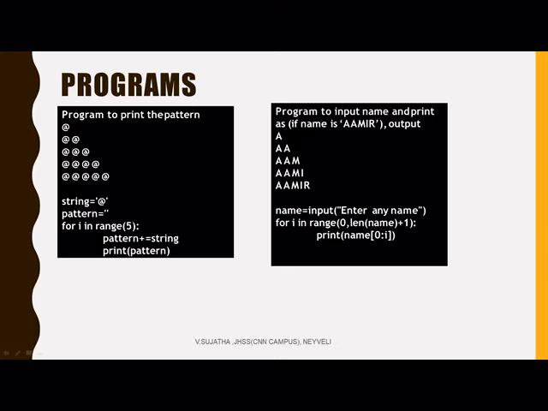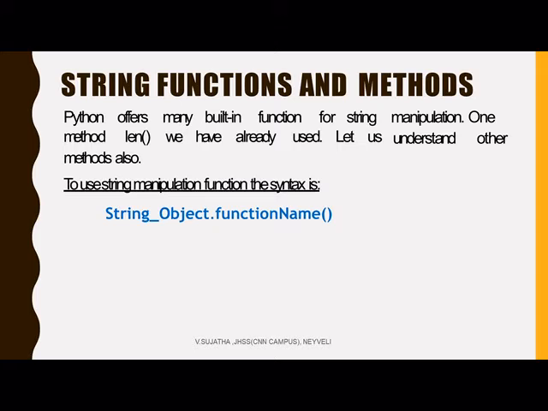Clear? Okay. Then we'll move on to the string functions and methods. In Python we have many built-in, predefined functions available. Actually we have already used the len function. Like that we have different methods. If you are using a string manipulation function, the syntax is a string object, that means any identifier, dot, function name. There are so many functions in string.